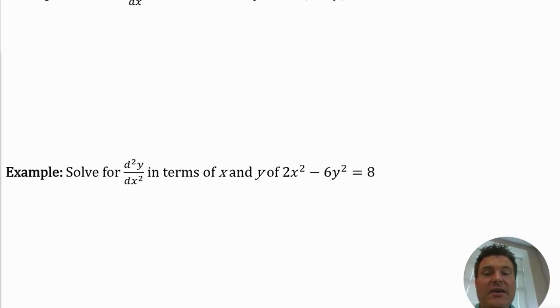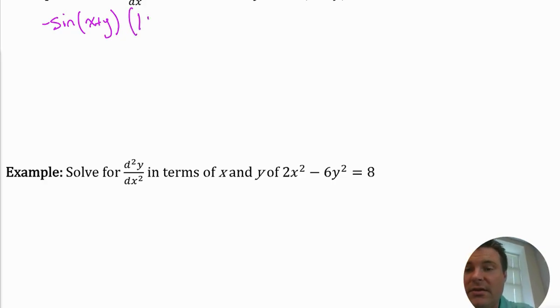To differentiate cosine of (x plus y), we're going to differentiate the outside first. So it's going to turn into negative sine of (x plus y), and then we need to differentiate the inside. The derivative of the inside is 1 plus dy over dx. So that was our chain rule on the left-hand side.